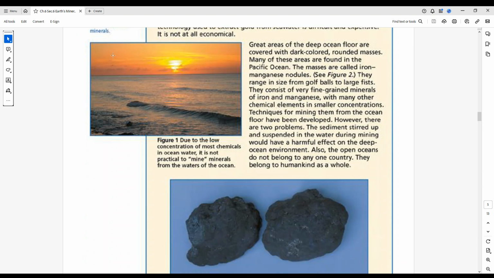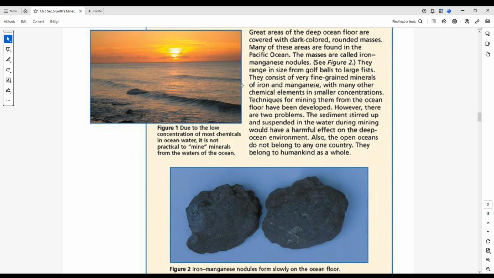Great areas of the deep ocean floor are covered with dark-colored, rounded masses. Many of these areas are found in the Pacific Ocean. The masses are called iron manganese nodules. They range in size from golf balls to large fists. They consist of very fine-grained minerals of iron and manganese, with many other chemical elements in smaller concentrations. Techniques for mining them from the ocean floor have been developed.